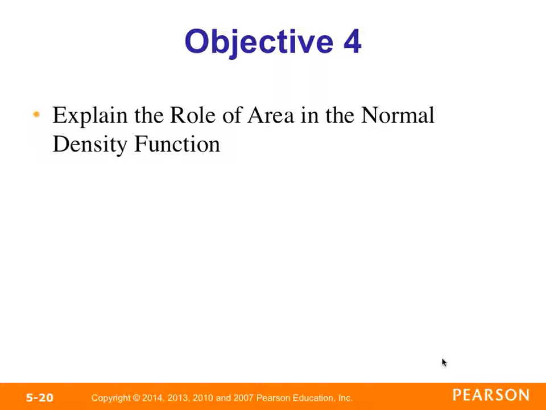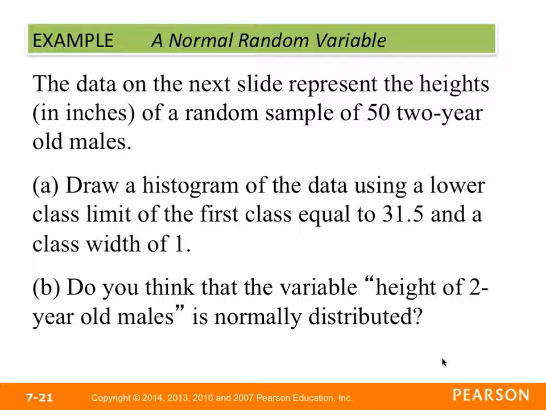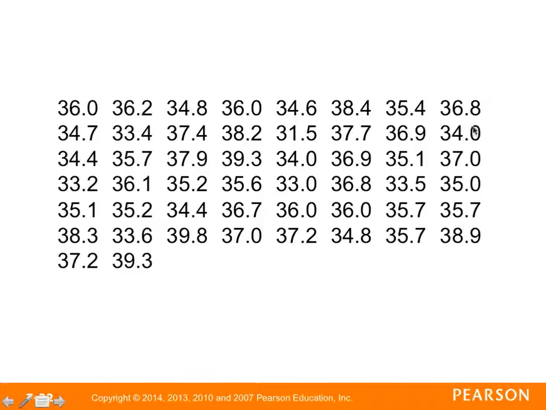Okay, objective 4 is to explain the role of area in the normal density function. So the data on the next slide represents the heights in inches of a random sample of 52-year-old males. Draw a histogram of the data using a lower class limit of the first class equal to 31.5 and a class width of 1. So we're going to use 31.5 as our first lower class limit and a class width of 1. And then we want to know if the variable height of 52-year-old males is normally distributed. So here's our raw data here.